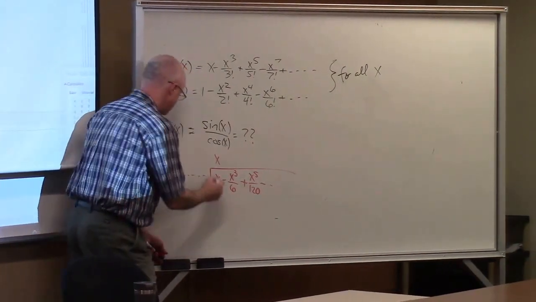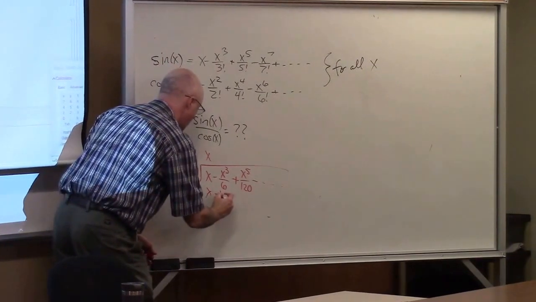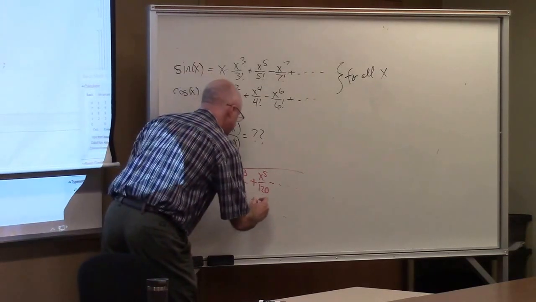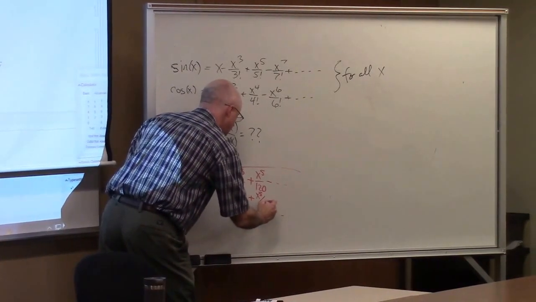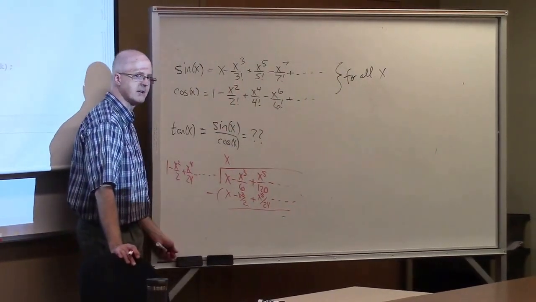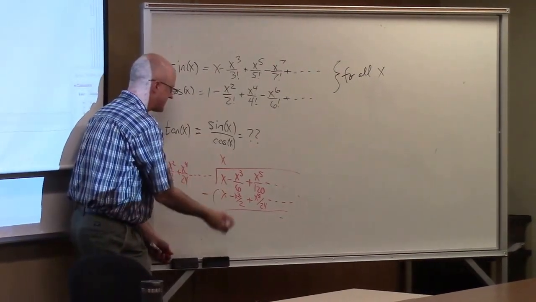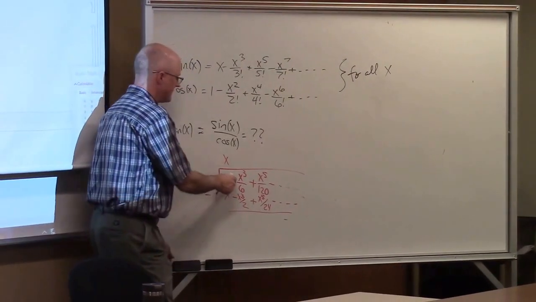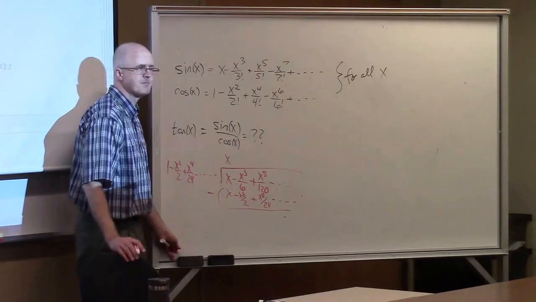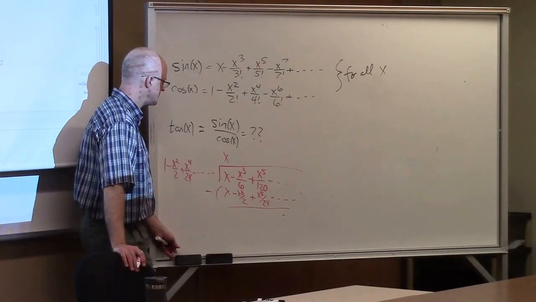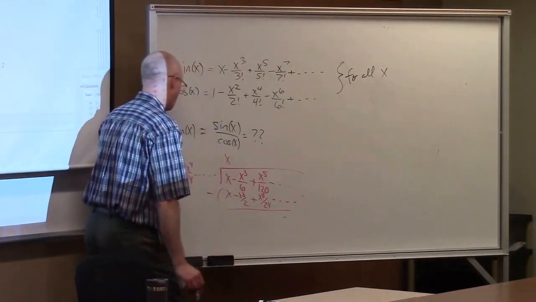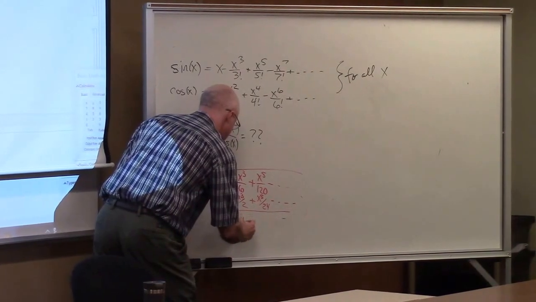X times 1 is x. X times x squared over 2 is x cubed over 2. X times x to the 4th over 24 is x to the 5th over 24, etc. Now subtract. Long division. X minus x is 0, that goes away. Negative x cubed over 6 plus x cubed over 2, two minuses making a plus. Let's see, 1/2 minus 1/6 is going to be what? 2/6 or 1/3? 1/3 x cubed.